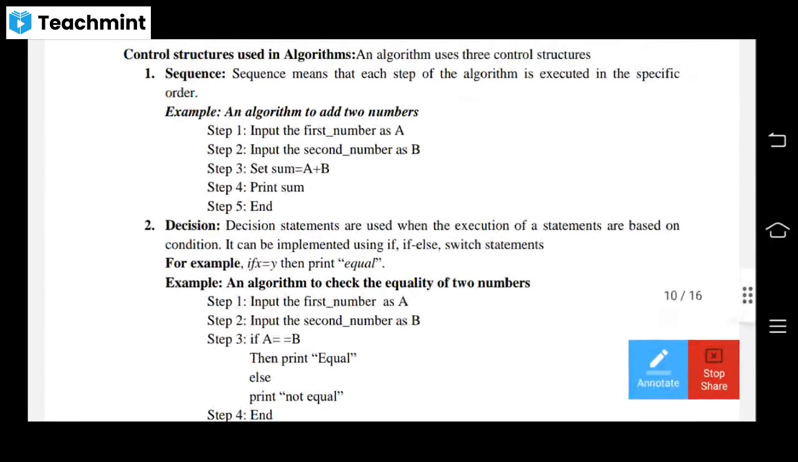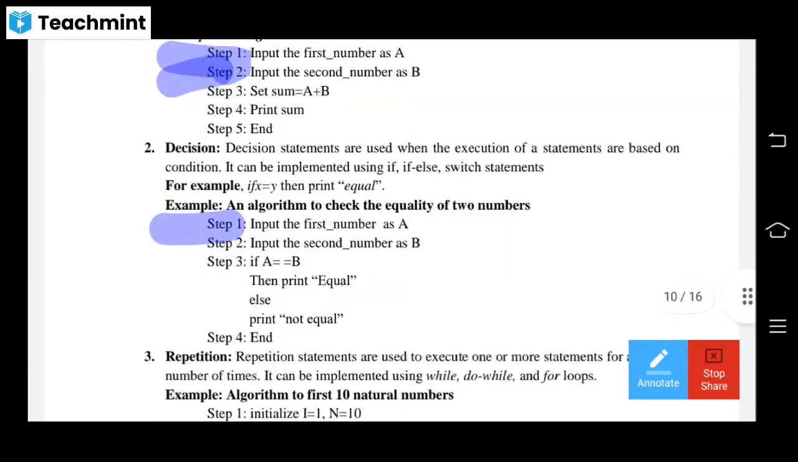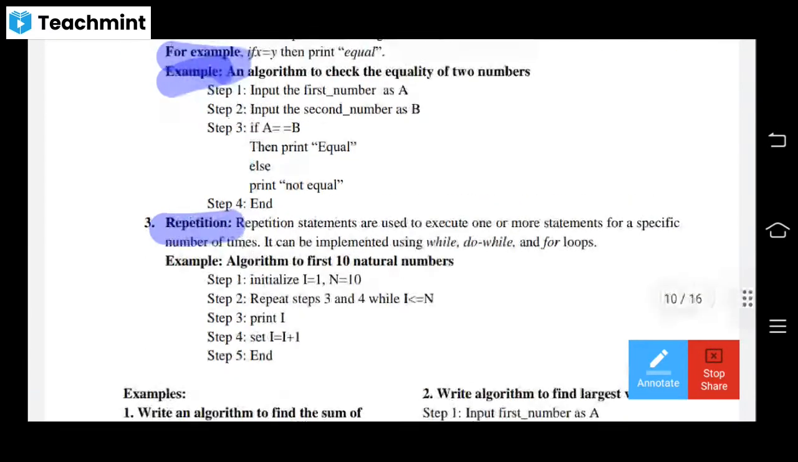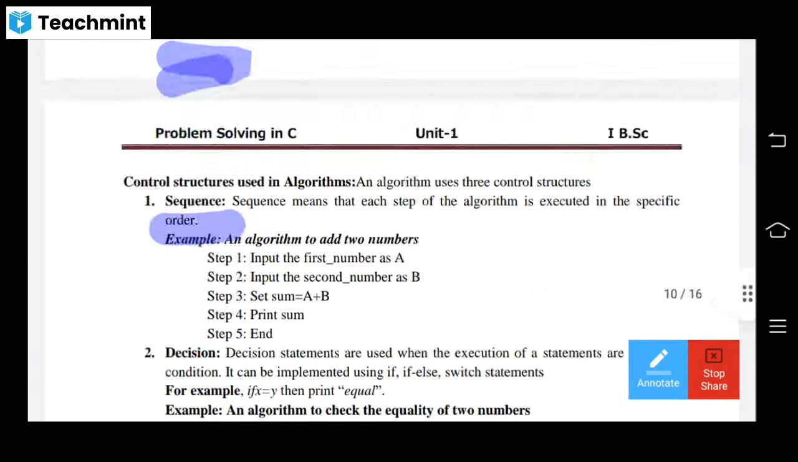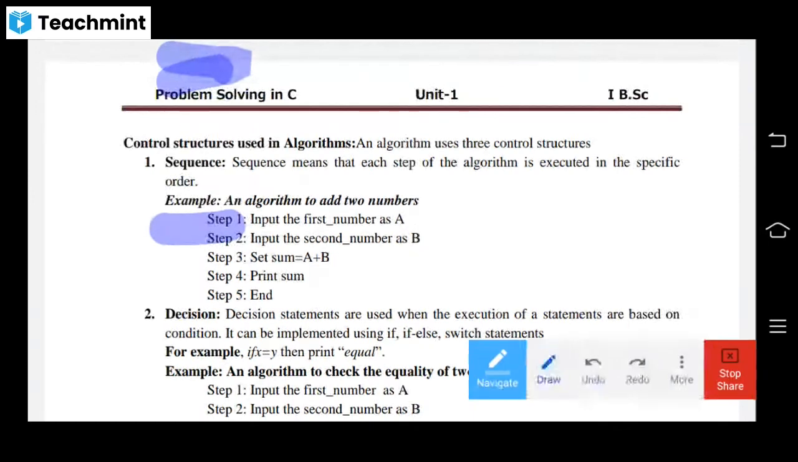An algorithm uses three control structures. One is the sequence, another one is the decision, and the next one is the repetition. These are the three control structures we are using in the algorithm. We will see their purpose in detail in the next coming classes, but here I am giving a brief explanation related to this topic. First of all, we are seeing the control structure related to the sequence.